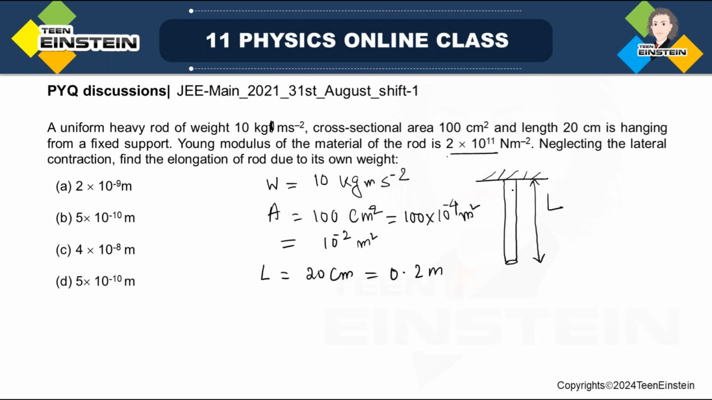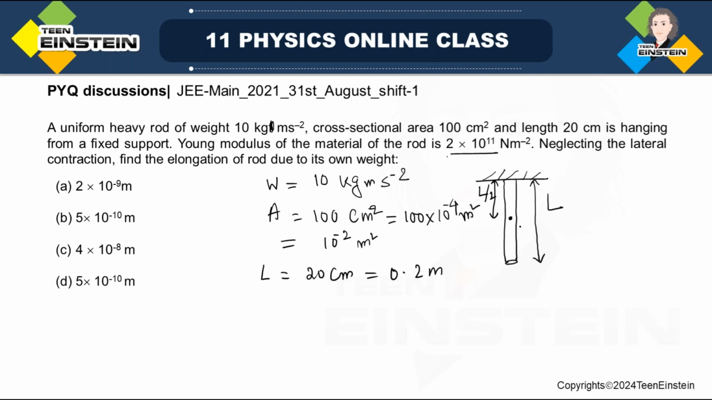So first of all, since it is heavy and it has weight, when you hang it vertically, due to its weight there should be some elongation. So that elongation you have to find out here. See, first of all, you have to understand that this is uniform rod. So center of mass will be somewhere at the middle.